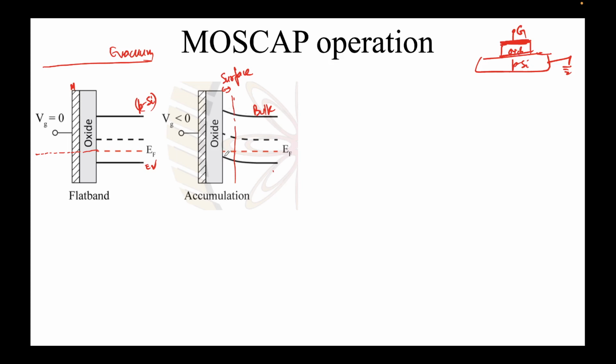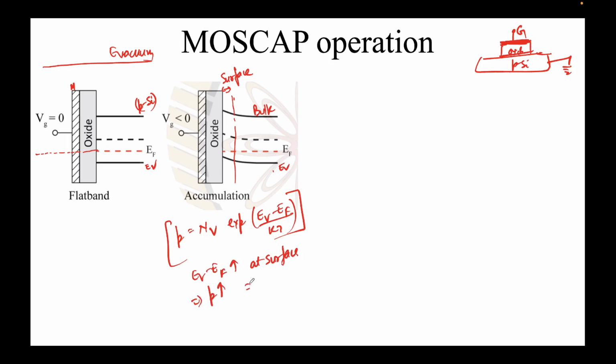Okay, so what's happening here, you can see EF is closer to EV over here. In the bulk there's still some distance, and EF is closer to EV, right? Now if you recall the concentration of holes, if EV minus EF decreases, the concentration of holes will increase. It's given by this expression, right? So whatever the concentration is here in the bulk, since EV minus EF has decreased at the surface, this implies holes increase, and this phenomenon is known as accumulation. You are accumulating the holes, you are collecting the holes which are there inside this semiconductor.